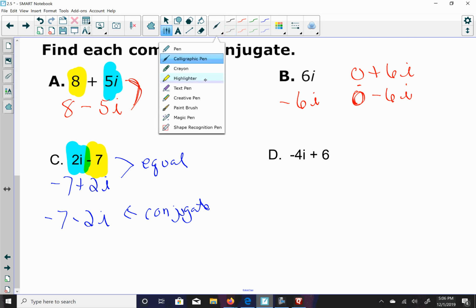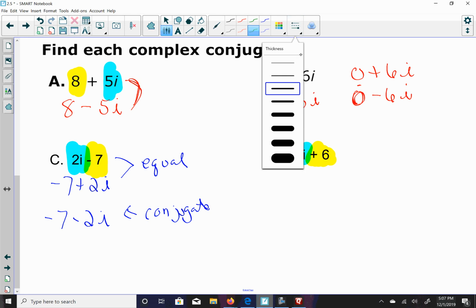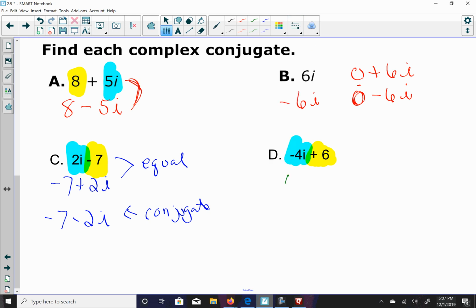We're going to do another one. Here, they're trying to trick you, but you're not going to fall for it. Your real part is this plus 6. Your imaginary part is this negative 4i. So first thing you're going to do before you even think about finding the conjugate is write it in standard form. So I'm going to write 6 minus 4i. Again, these two are equal. I've just rewritten it in standard form. To find this conjugate, I leave the 6 alone. Take the opposite of negative 4, which is a positive 4i, and this is the conjugate.